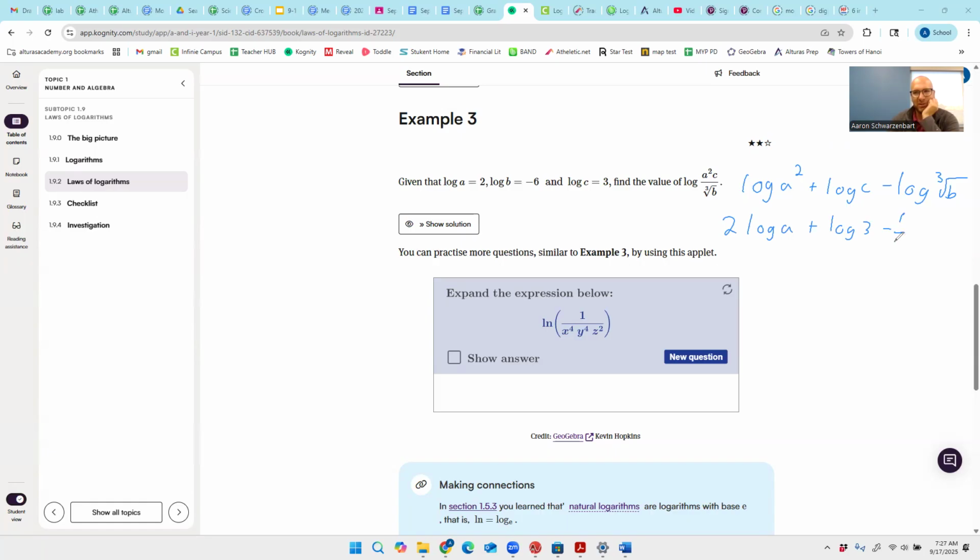Now I'm going to use my exponent law to simplify this some more. The cube root is the 1/3 power, so I'll bring it to the front as a 1/3 power. Now I can just substitute the values they've given me. Log a is 2, log c is 3, and log b is -6. So 4 plus 3, then -1/3 times -6 is +2, equals 9.